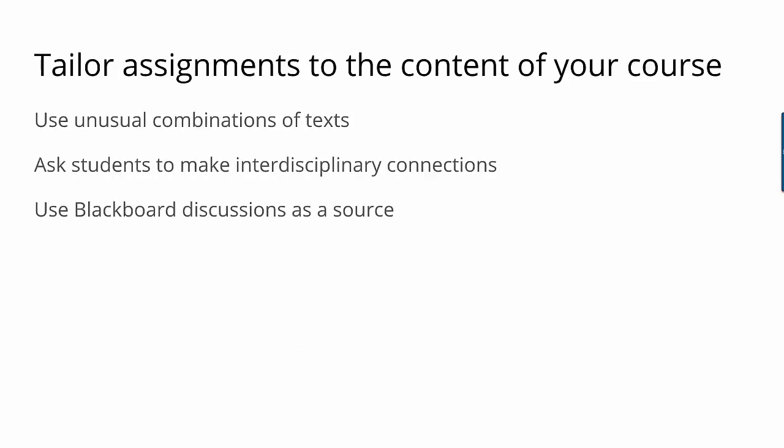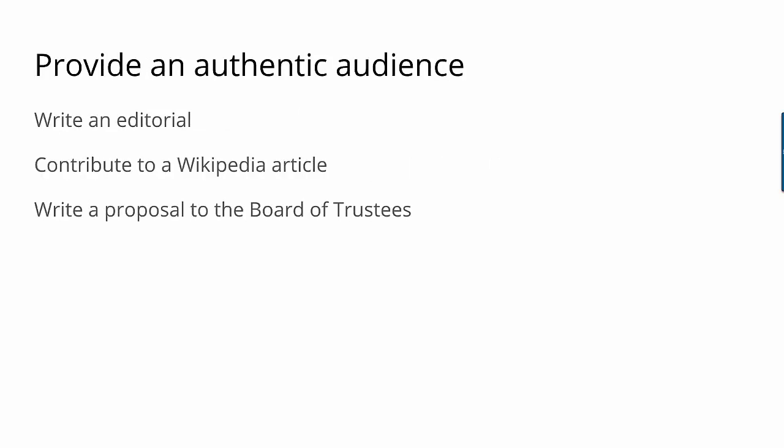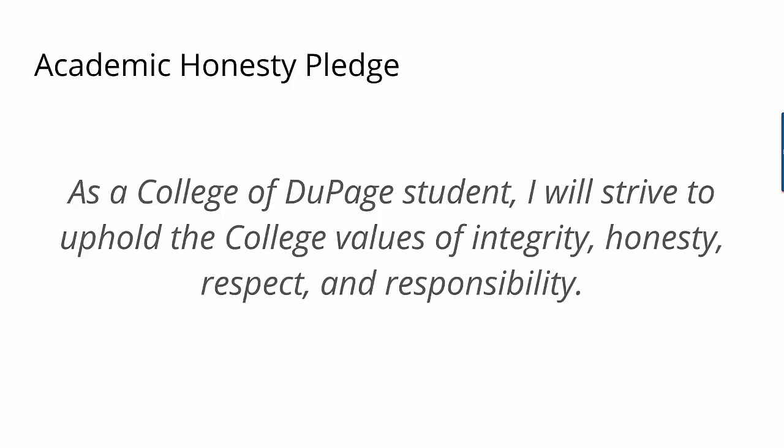Other sources suggest carefully tailoring your assignments so that they are super specific, by using unusual combinations of texts or asking students to reference in-class conversations or Blackboard discussion forums. Another strategy is to provide your students with an authentic audience for their writing. Instead of writing for you as their audience, have your students write actual content for an actual audience that will actually read what they have actually written. You may also wish to consider employing an academic honesty pledge.